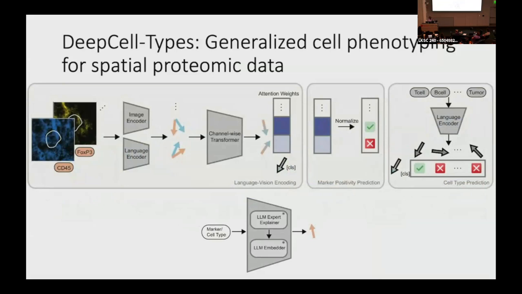So this is a simple convolutional neural network that creates a vector summary of what was in that image. And then the markers get passed through a language encoder to create a vector summary of what that marker is. And so this language encoder is a two-step process.